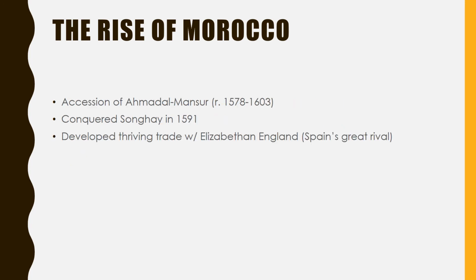And so as Morocco rises as an independent nation, they're going to become pretty powerful. They're able to conquer the profitable kingdom of Songhay, which we talked about, in 1591, and they are going to develop a thriving trans-Saharan trade that's going to go out to the rest of the world, specifically with Elizabethan England, which was a political move because Elizabethan England, for a myriad of reasons, was Spain's great rival at the time. And so trying to kind of get back at Spain, their neighbor to the north, they did a lot of trade with England at the time.